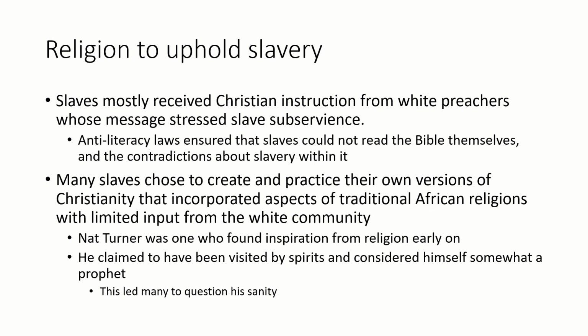Many slaves chose to practice their own versions of Christianity, one that typically incorporated aspects of traditional African religion and limited input from the white community. Nat Turner, the leader of the Great Slave Rebellion, found inspiration from religion early in life. Adopting an austere Christian lifestyle during his adolescence, Turner claimed to have been visited by spirits during his 20s and considered himself something of a prophet. He claimed to have visions in which he was called on to do the work of God, leading some contemporaries, as well as historians, to question his sanity.